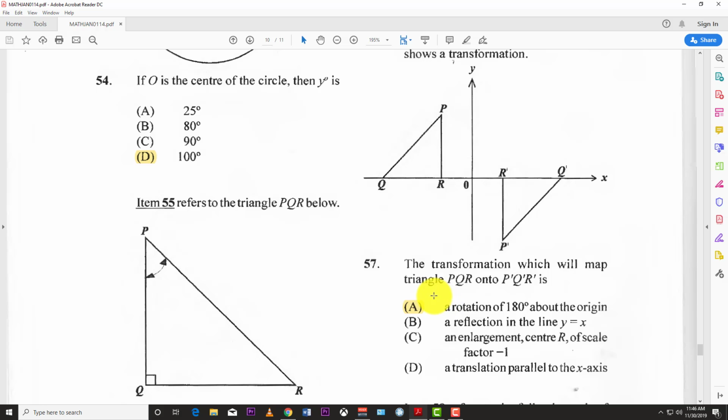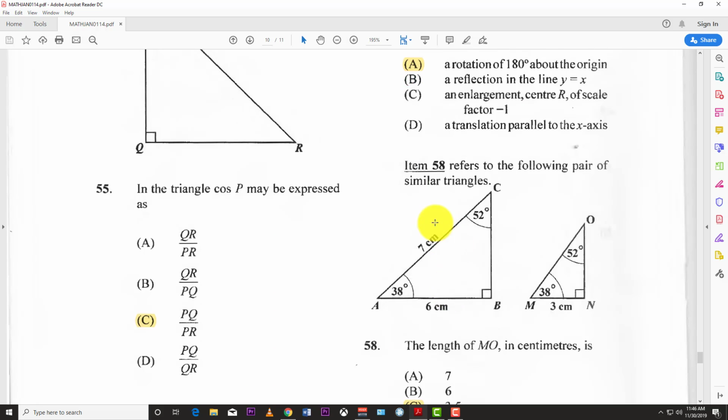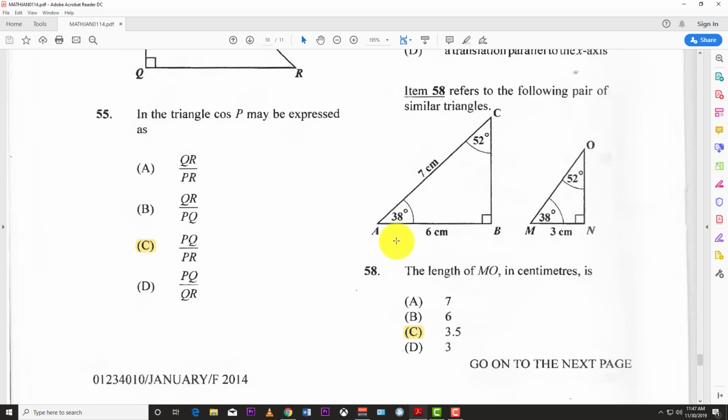So the transformation which will map triangle PQR onto P' Q' R' is, and the answer here is A, a rotation of 180 degrees about the origin. 58 refers to the following pair of similar triangles.